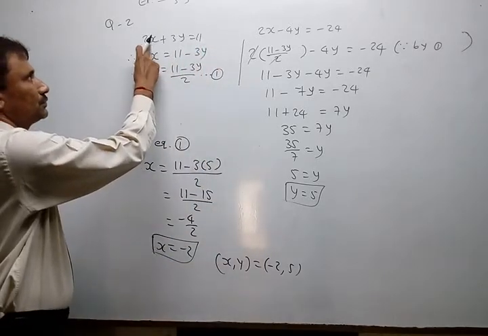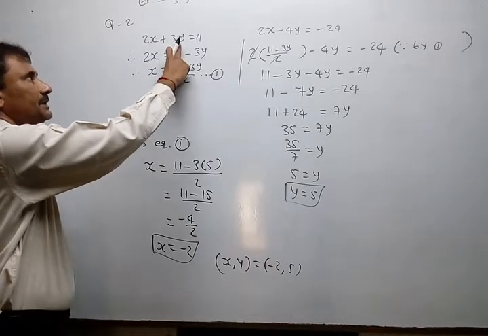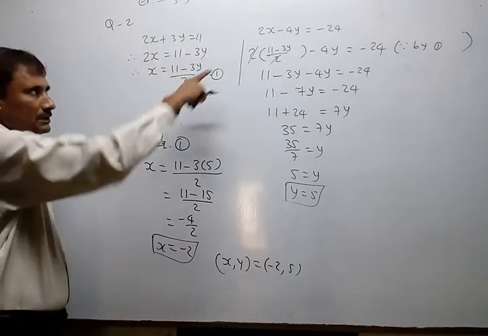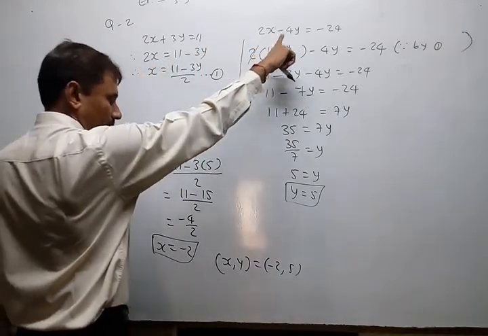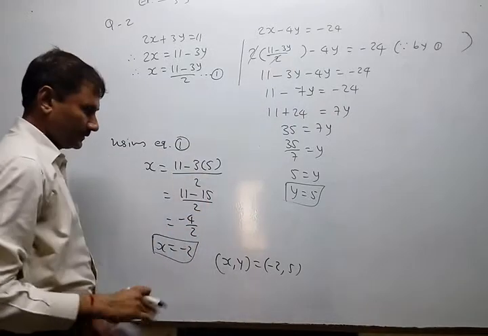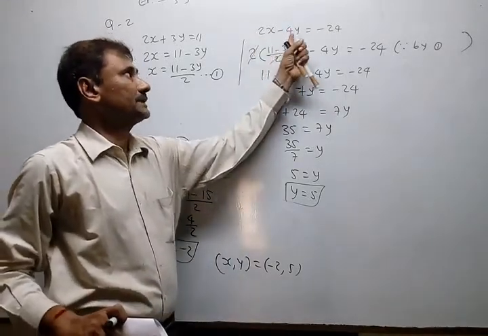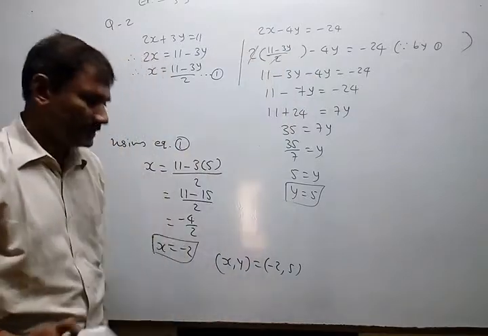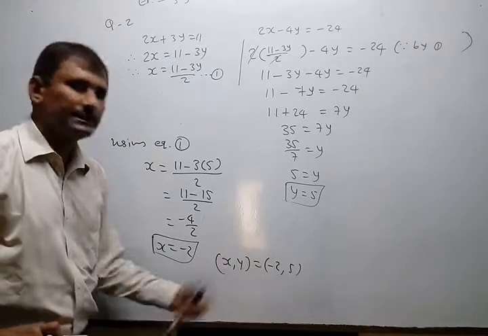Minus 2: 2 twos are minus 4, plus 5 threes are 15. So 15 minus 4 is 11. Look at the other equation also: minus 2 twos are minus 4, minus 5 fours are 20. So minus 4 minus 20 is minus 24. Very good. But that is not the answer.